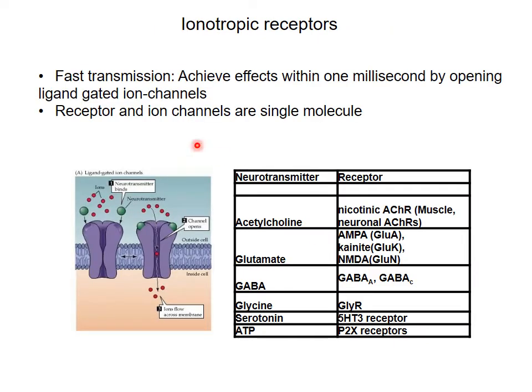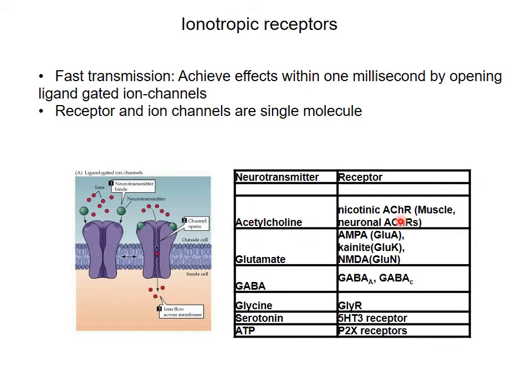Ionotropic receptors, again, you had several lectures on this, and we will just go very briefly over it. What is important for you to remember for this lecture is that this is a fast transmission. The moment the neurotransmitter binds, the channel is open and ions can flow across the membrane. The effects are on a time scale of milliseconds, so it's very fast. Another important thing to know is that the receptor and the ion channel are a single molecule, and that's why it's fast.